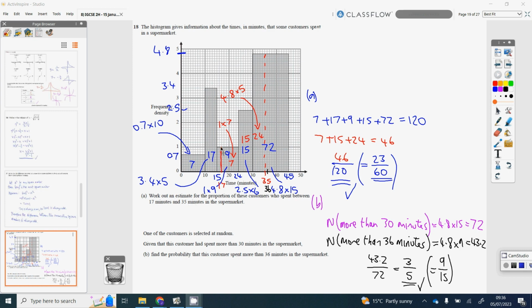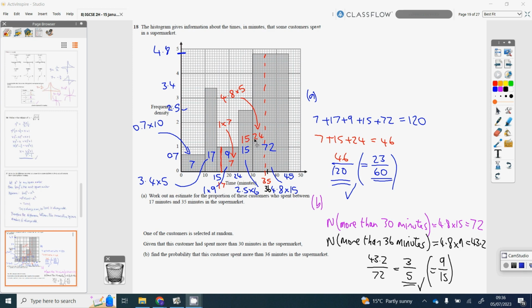So there's 17, marked in red, and there's 35. So what I've done here is work out the area between these two red lines, that solid line there and that dotted line there. Working out the area here, I've got a base of 7, going from 17 up to 24, a height of 1, 7 ones are 7, then that 15 is of course unchanged, and then over here I've got a base of 5, going from 30 to 35, a height of 4.8, giving me an area of 12.